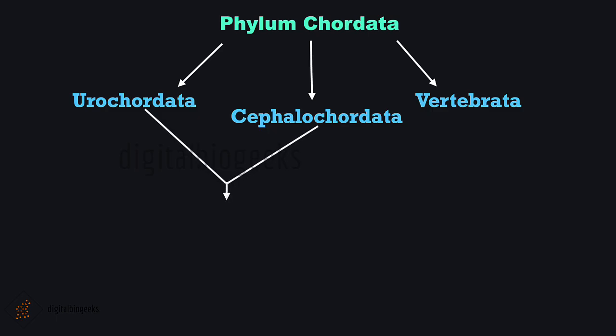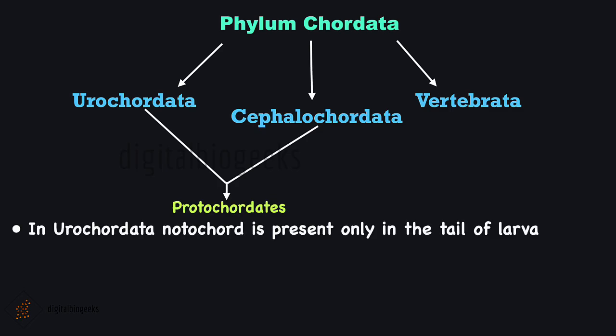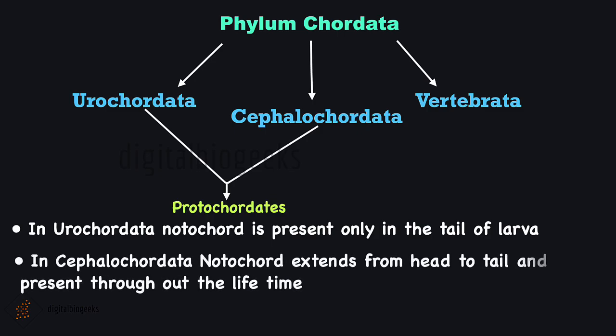Urochordata and Cephalochordata are often referred to as protochordates as they are the primitive forms of chordates. In Urochordata, the notochord is present only in the tail of the larva. However, in Cephalochordata, the notochord extends from head to tail and is present throughout the lifetime. Examples of Urochordata are Ascidia and Salpa. An example of Cephalochordata is Branchiostoma, which is known as the lancelet.